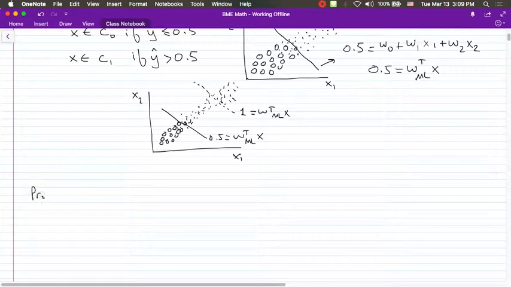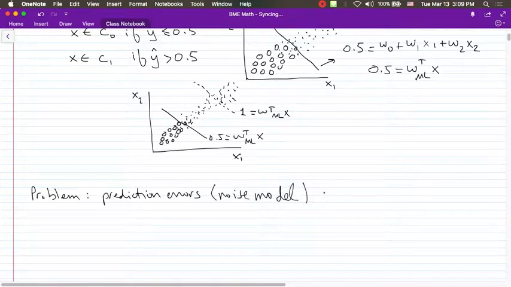So let me describe to you what was wrong with the way we set up our problem. So I want to show you that my prediction errors, which is basically my noise model, is not Gaussian in the classification problem.